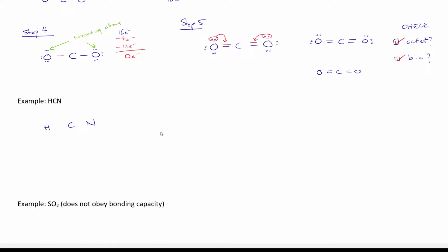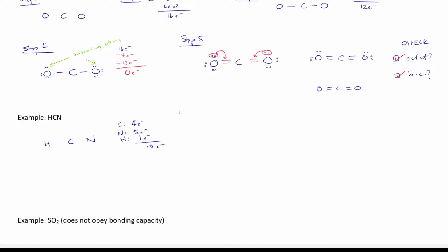Step 2 is to count up all the valence electrons. So carbon has 4 valence electrons, nitrogen has 5 valence electrons, and hydrogen has 1 valence electron, for a total of 10 valence electrons. So I have 10 electrons to place within this molecule. That was step 2.